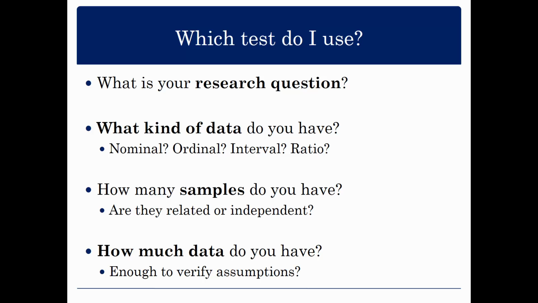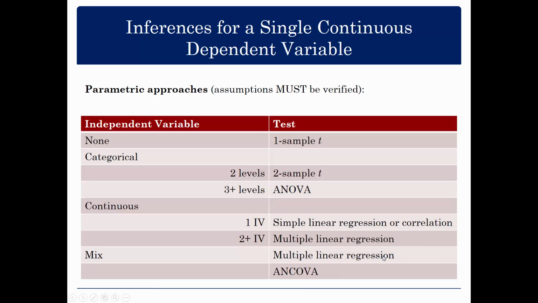And then, of course, you need to know what the size of your experiment is, because if you have a really small experiment, you won't necessarily have enough data to do some of the more complex mathematical tests. You might have to do something that's non-parametric instead in order to make sure that you're not artificially inflating your type 1 error. So some of the more common parametric approaches, and again, when I say parametric, I mean there are assumptions that must be verified before you report the result of that test, just to make sure that you've met the necessary requirements for producing a valid result.